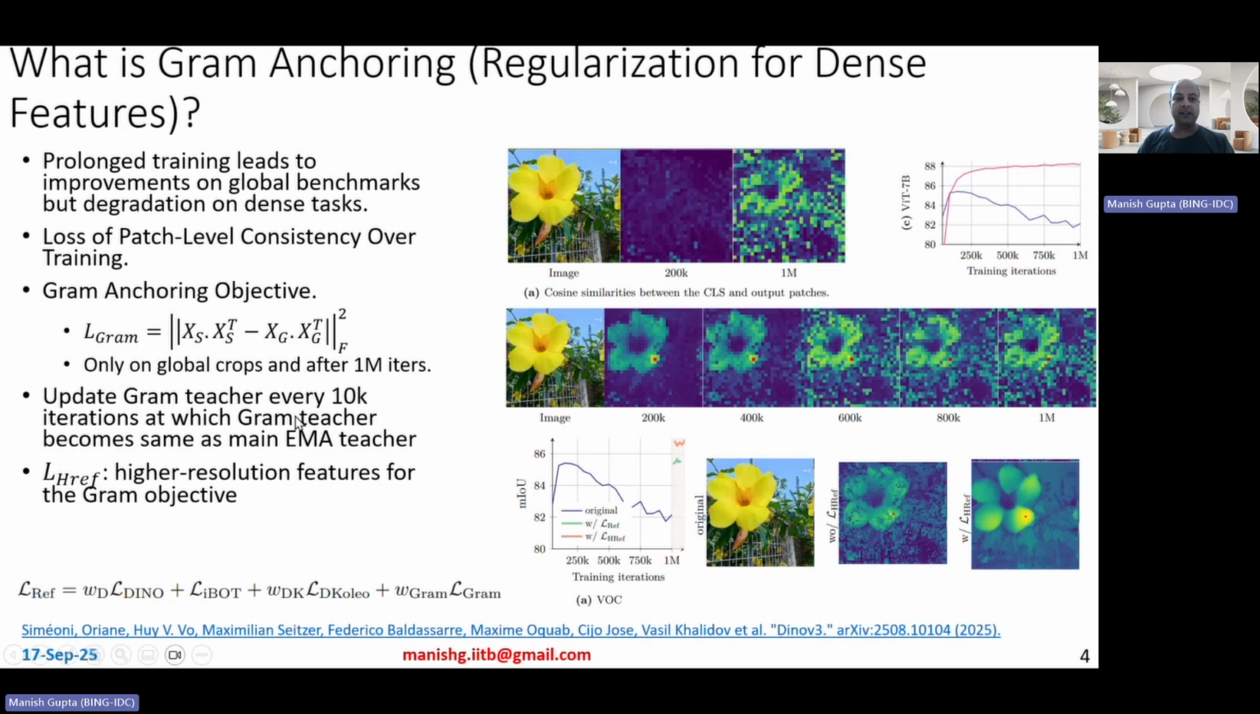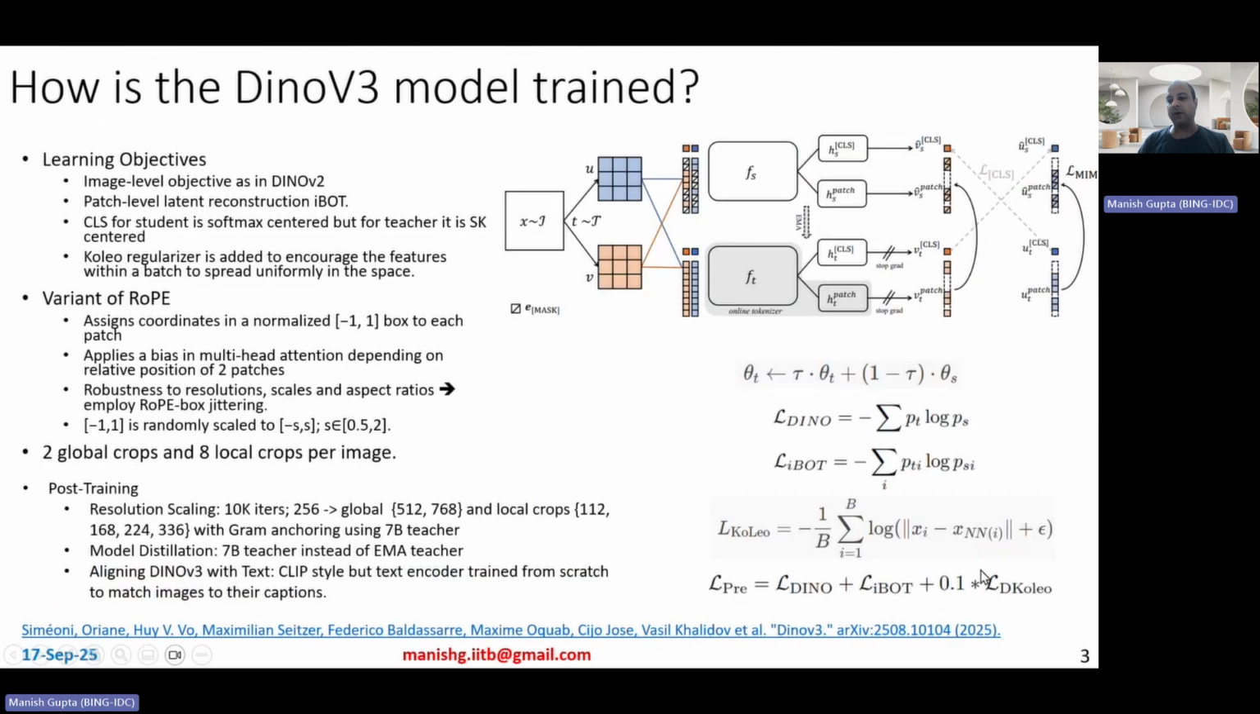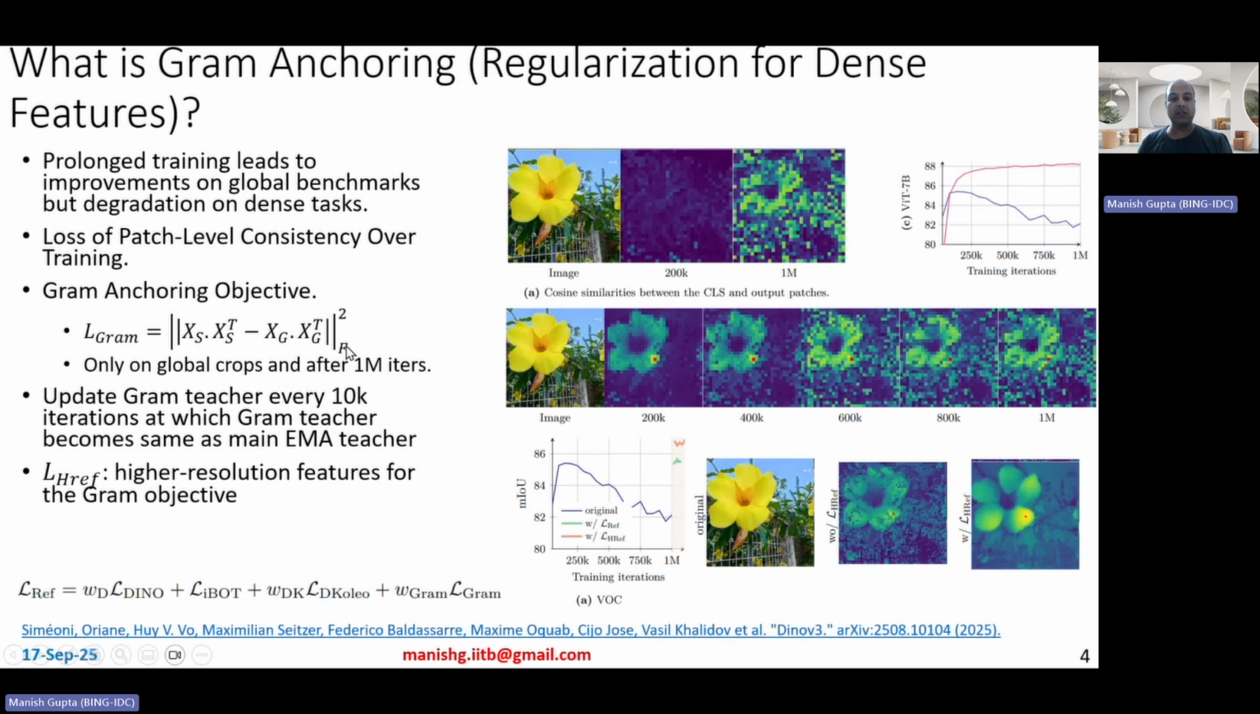Yet another thing is that you don't add the gram anchoring objective right from the first iteration. In fact, the authors did all the pre-training with just the Dino plus iBOT plus Koleo loss for 1 million iterations. After 1 million iterations, they add this gram loss, as you can see in the equation at the bottom.